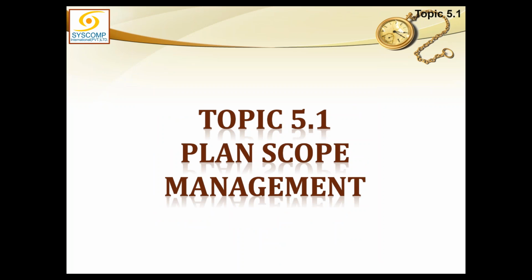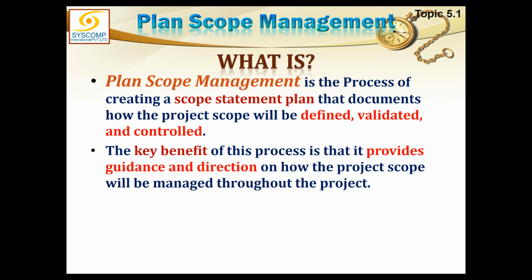Okay, plan scope management, as we defined earlier, is the process of creating a scope management plan that documents how the project scope will be defined, validated and controlled. So all these processes here in planning are the definition of the scope. And in monitoring and control, we have two jobs. One is the validation and one is the control. And for each of them, we have one separate process.